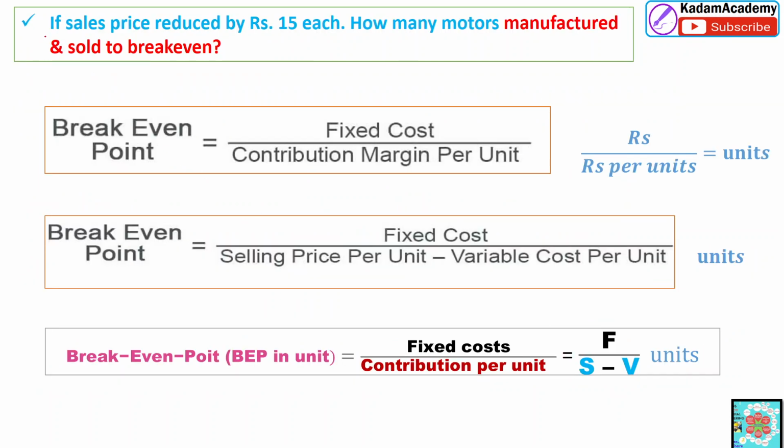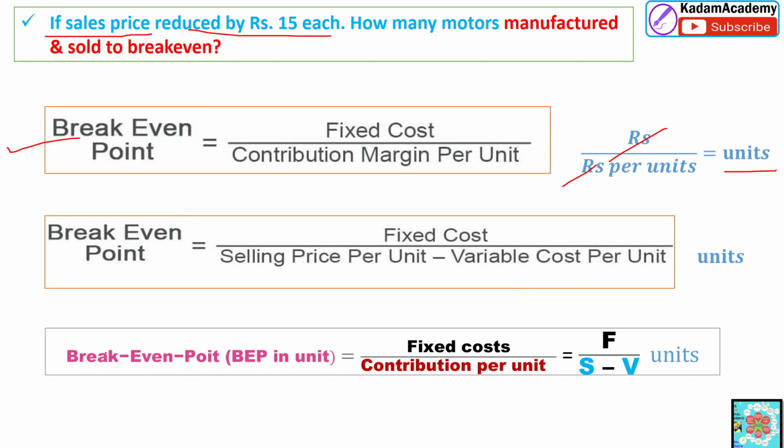Now what if the sales price is reduced by 15 rupees per motor? If you reduce it, how many motors must be manufactured and sold? That break-even point we have to find out. How can we find out the break-even point? Already we know the fixed cost and contribution margin. These are the formulas we have already discussed. Rupees will get cancelled, units will remain.